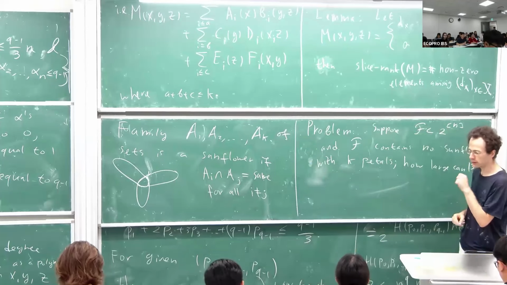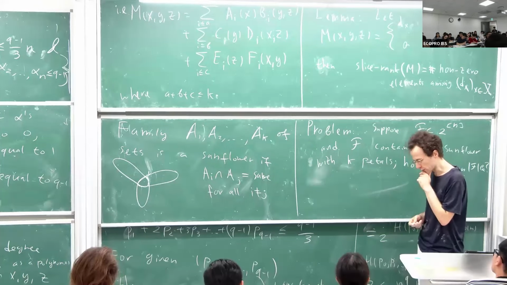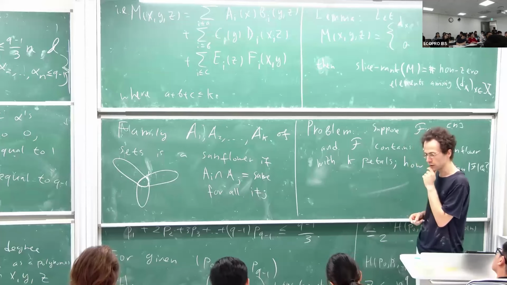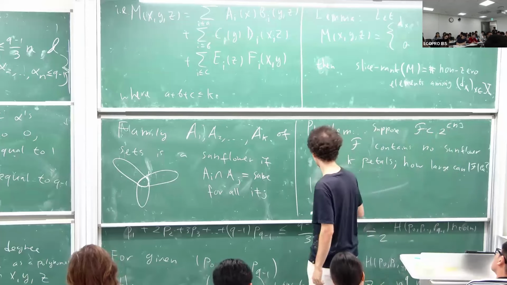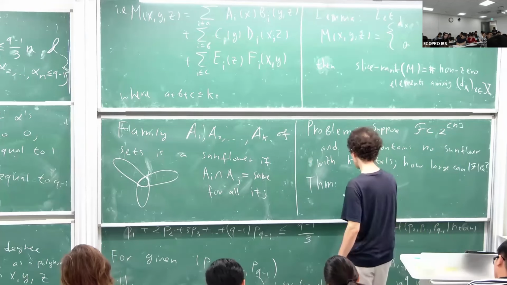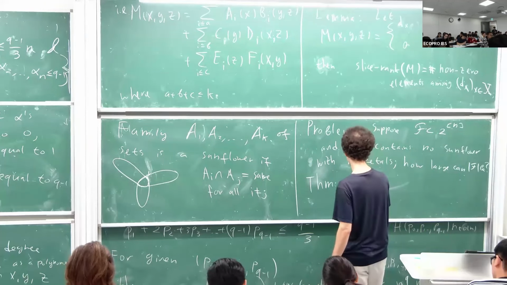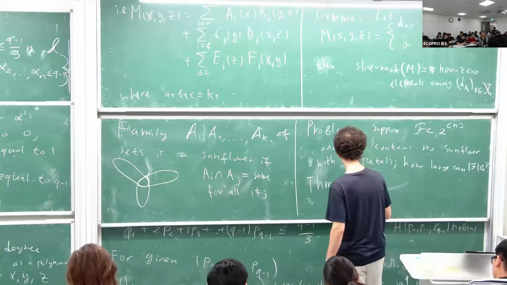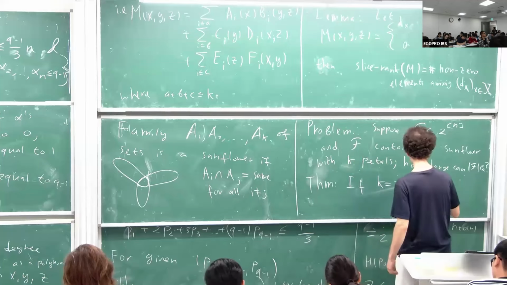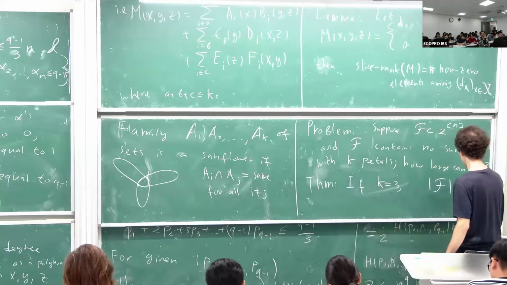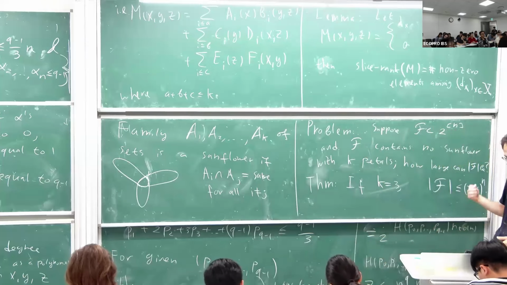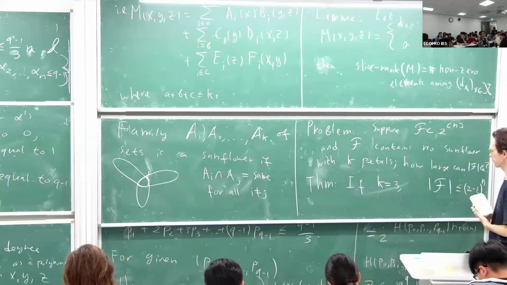Basically open, but for the case k equals 3, with 3 petals, the slice rank gives a non-trivial bound. So this is what we're going to see. We're going to see that if k is 3, then the size of a family F as above is going to be sub-exponential. That means there is an exponential saving.